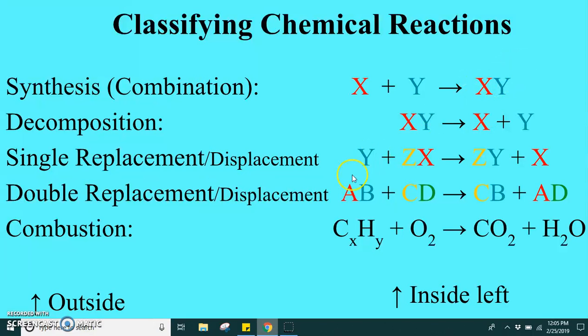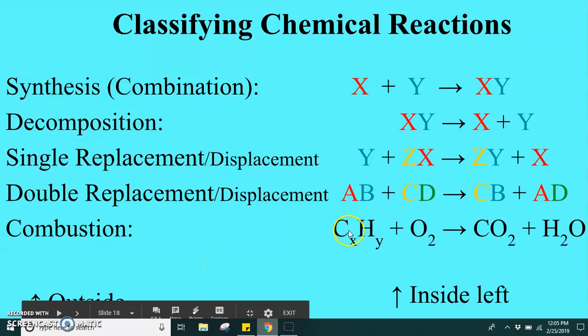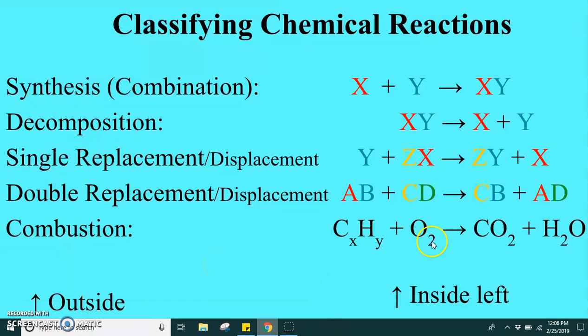In a single replacement reaction, one element, Y, takes the place of another element in the compound. Y kicks Z out, or Y could kick out X, depending upon if it's a metal or a non-metal. In a double replacement reaction, we have compounds that form two new compounds, so they just switch partners with each other. In a combustion reaction, you start with a hydrocarbon and react it with oxygen, burning it to create carbon dioxide and water. Those are the reaction types we're going to talk about.